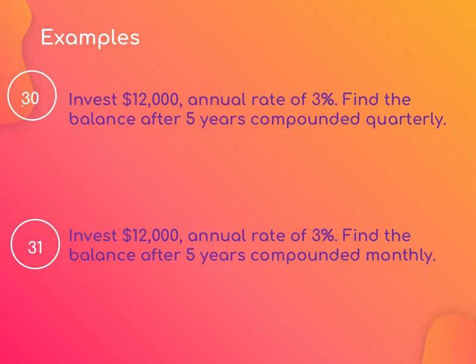Okay, invest $12,000 at an annual rate of 3%. Find the balance after 5 years compounded quarterly. So I'm going to rewrite that formula on the top here: A equals P times 1 plus R over N to the NT. So A is my result.